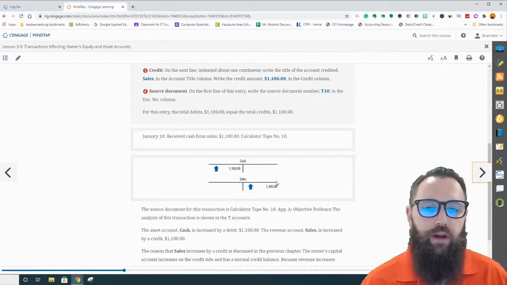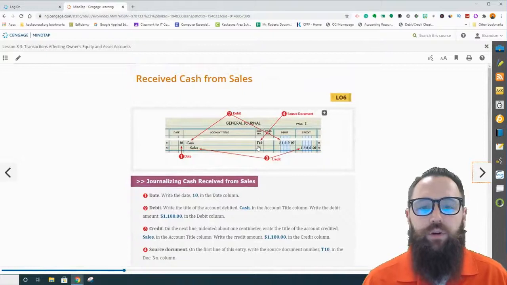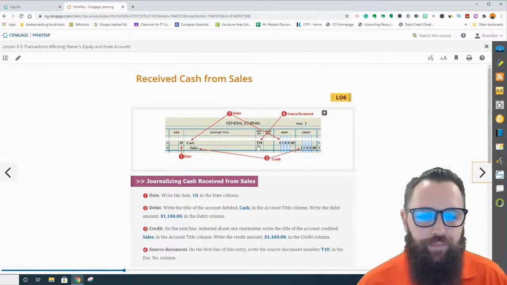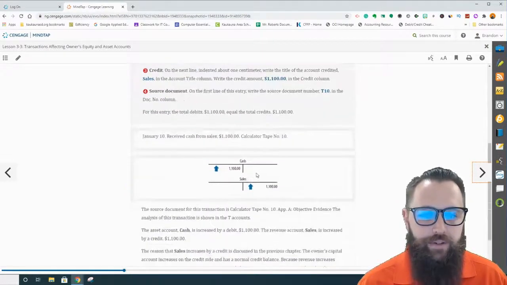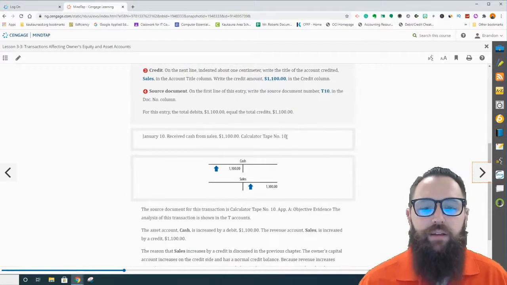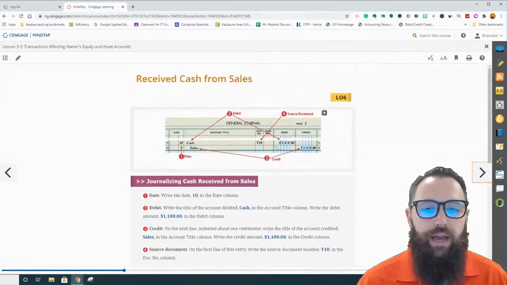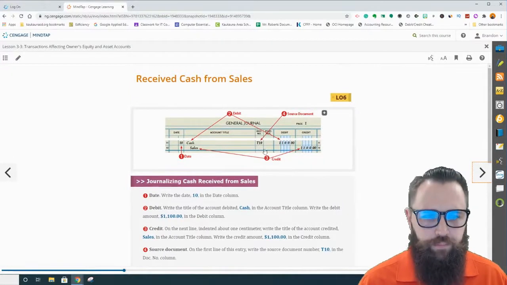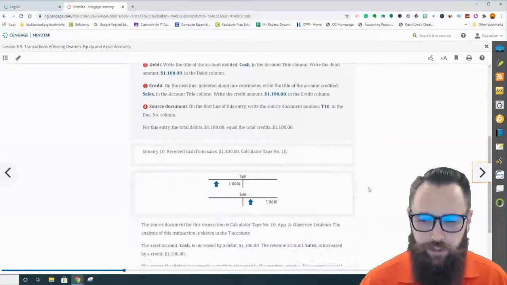So how do we write in calculator tape? Well, we're going to put in T and then the date. Okay, so tape number 10. That's what we would actually put in here. Okay, so that's received cash from sales.